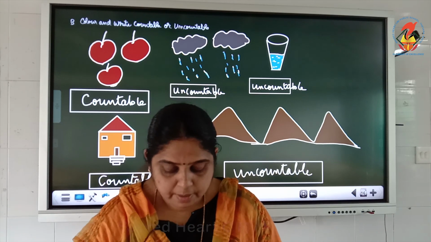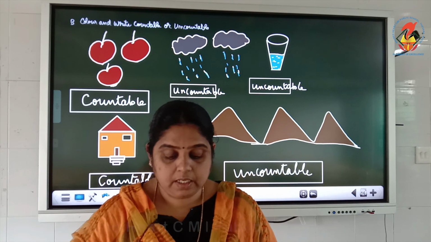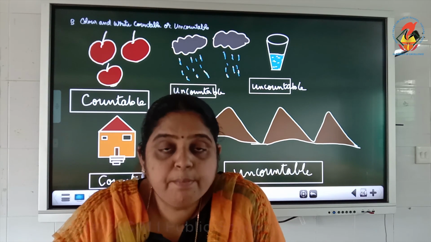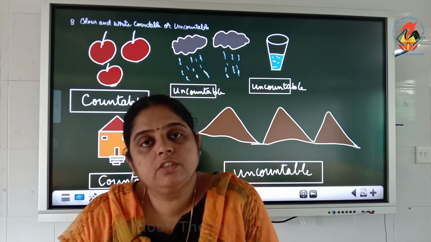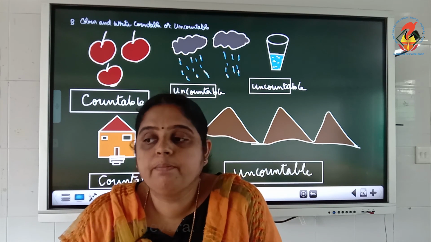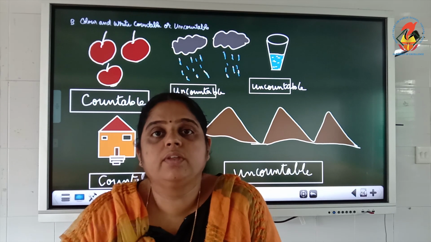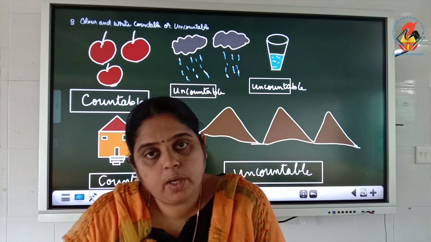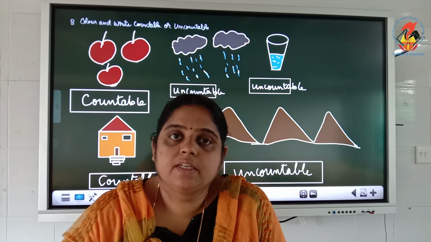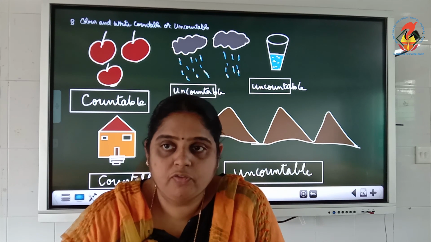Then on page number 18, we have some jumbled words given. That I am not going to tell now. You have to find it yourself. Try to unjumble those words and find out the correct word. Okay, so you can try it, and your answer key will be sent to you. I hope all of you understood.